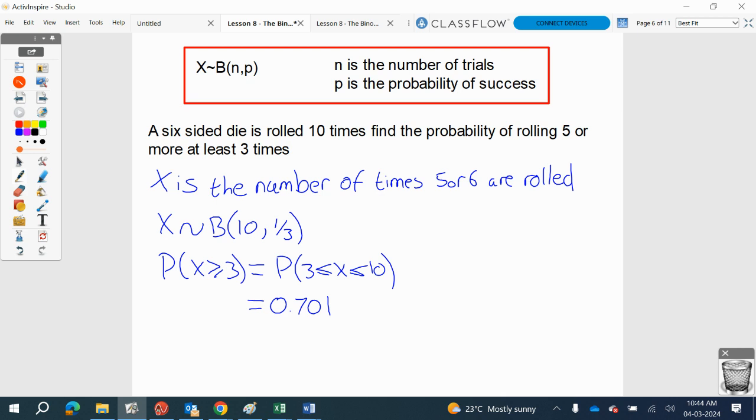Matt? 2 over 6. You can do 2 over 6 or 1 over 3. It's the same. Why did we do 2 over 6? Because you want to get a 5 or a 6, and there are 6 sides on the dice. Because it's symmetrical, you've got one chance of getting a 5 out of 6, one chance of getting a 6 out of 6. The total probability is 2 out of 6.